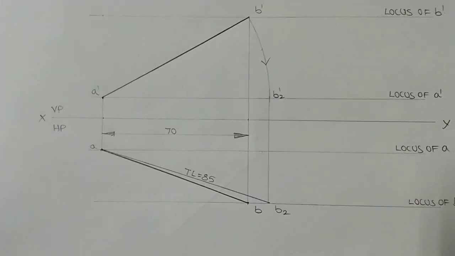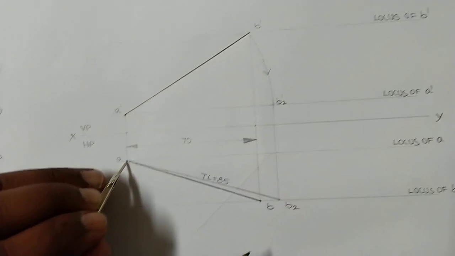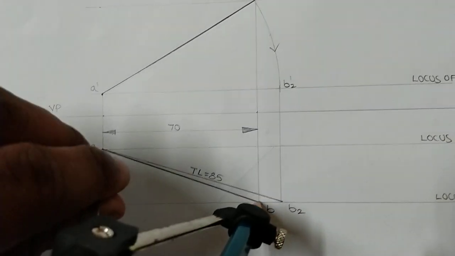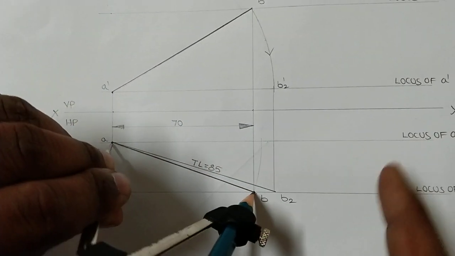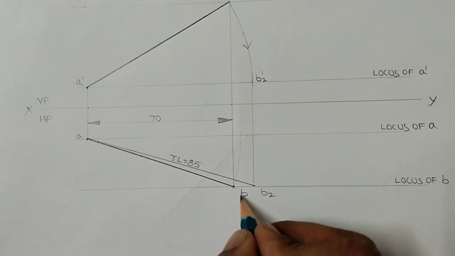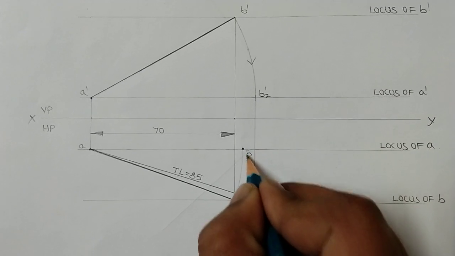And similarly we can follow the same procedure. We can rotate the top view upwards. This is AB. We can rotate it upwards to meet locus of A. After the rotation has been completed, a number will be added to that particular letter. So B becomes B1.